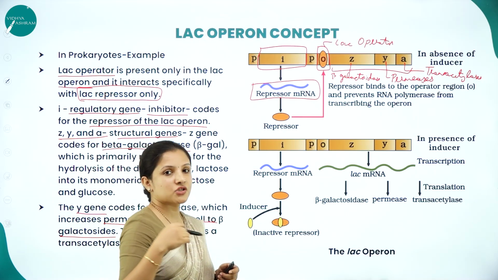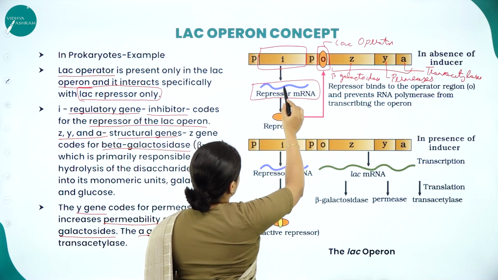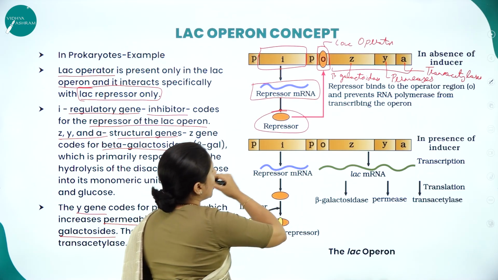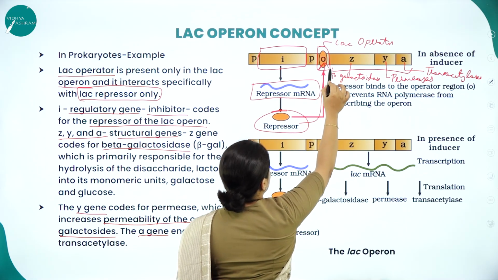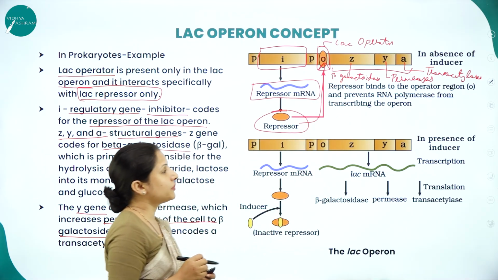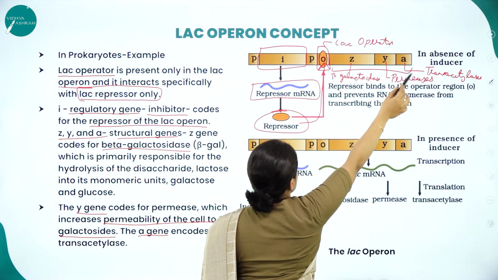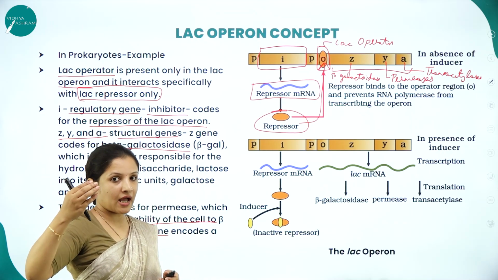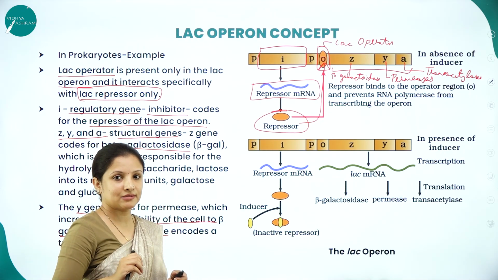So the genes which are repressor in nature will get produced. That repressor mRNA will produce the repressor protein. Now this repressor protein will go and bind the lac operator region. When it binds the lac operator region, will the further transcription process take place? Will the further reading of the strand happen? No. Or will the further translation mechanism take place?